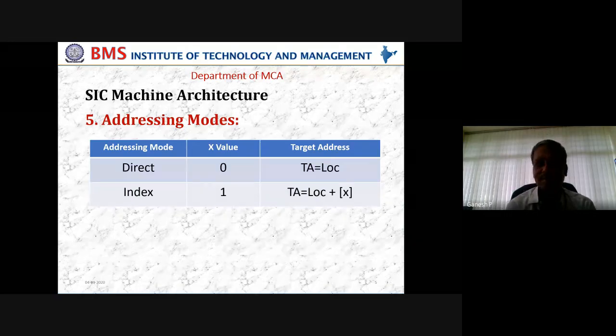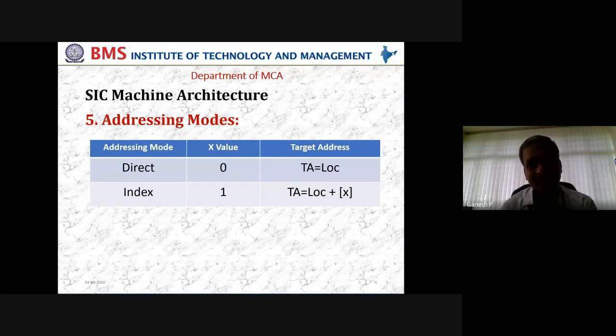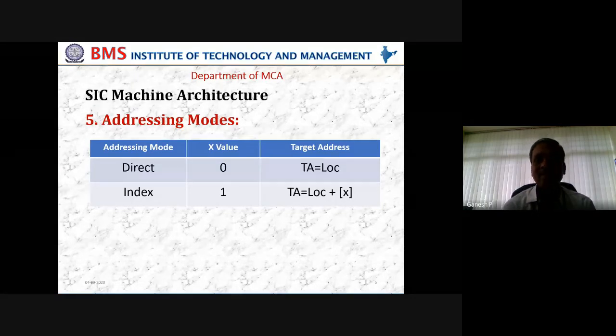There were 10 to 11 addressing modes, as I said earlier in the previous class: direct addressing, indirect addressing, index addressing, relative with base, base addressing, register addressing, register indirect addressing, auto increment, auto decrement. There was a big table in the book. If you recall the table, the last column was again the target address or the effective address.